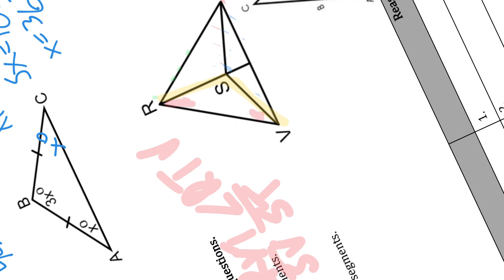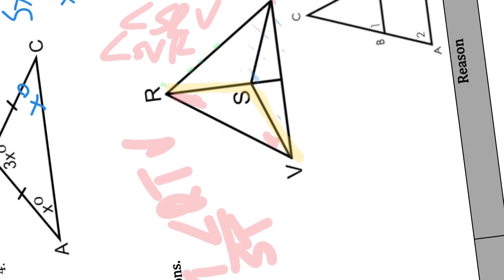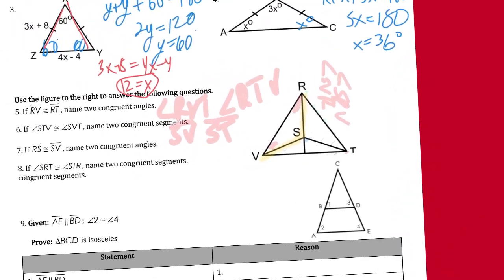I'm going to write it off to the side. So you could say angle SRV, and then the other one would be angle SVR. Okay, awesome. Well, that was a little bit weird. I'm going to turn this paper back.